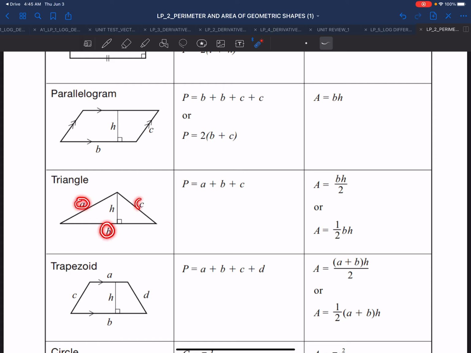Next is the shape of a triangle, which has three sides, lengths A, B, and C as indicated, where A is different than B, different than C, not necessarily equal. The perimeter will be the sum of the lengths of the sides, and the area will be base times height, and that will be divided by 2. So you can write the area of a triangle as base times height divided by 2, or 1/2 of the product of base times height. I prefer to use this formula instead.